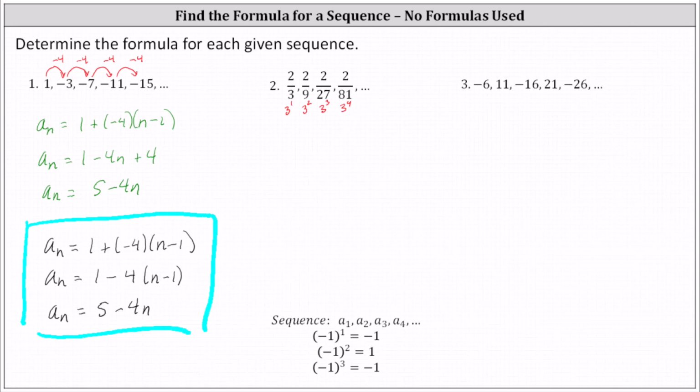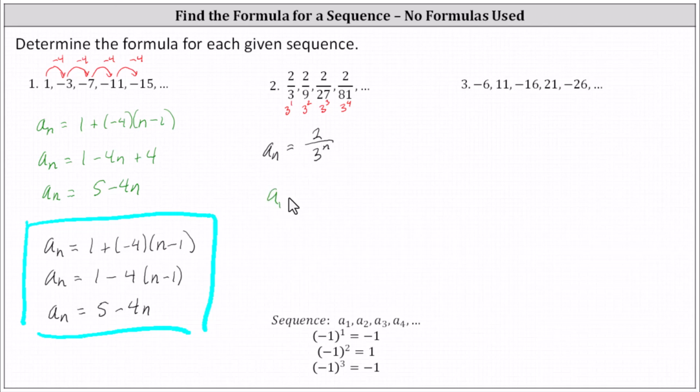Which indicates the formula for the sequence a sub n is equal to 2 divided by 3 to the power of n. Sometimes we have to manipulate the exponent to, let's say, n plus 1. So let's go ahead and check to make sure this actually works.